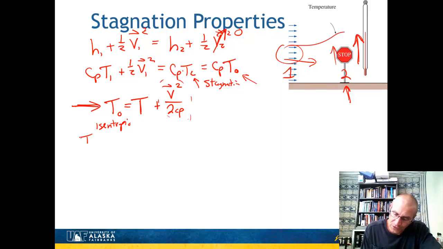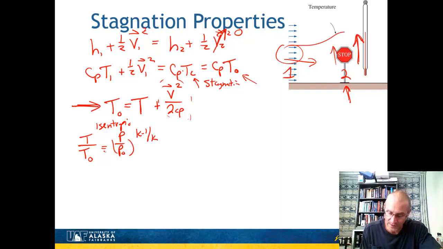And if that was true, we can use these relations we remember from Chapter 7. For example, T over T naught is equal to P over P naught to the (k minus 1) over k. So this is just going between 2 points isentropically. And so now I'm just saying, okay, I'm going from a T and a P to a T naught and a P naught. And so right there is an equation for what is called my stagnation pressure.